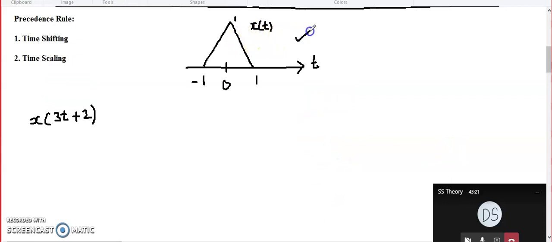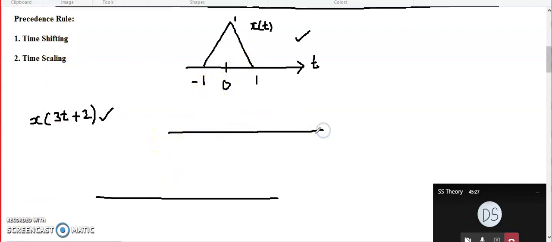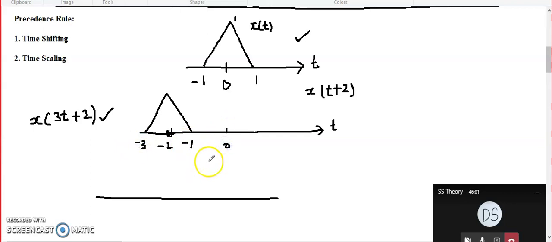This xt is this, and we need to find out x of 3t plus 2 under this precedence rule. So according to the precedence rule, we have to perform time shifting first. Time shifting means we have to obtain xt plus 2. So t plus 2 means it will advance, so advancing of the signal means it should come early. So it will be like this. This 0 will come to minus 2, and this will come to minus 1 and this will come to minus 3.